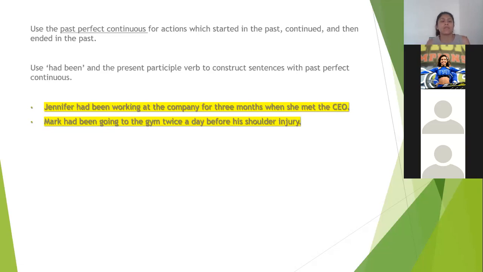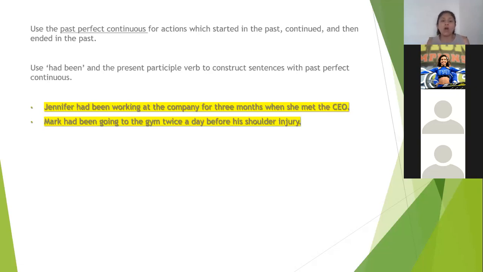For example, Jennifer had been working at the company for 3 months when she met the CEO. Okay, so what does this mean? She had been working. She started working in the past. She spent 3 months in the past, and she finished working in the company. So all of that in this sentence is already finished, okay?